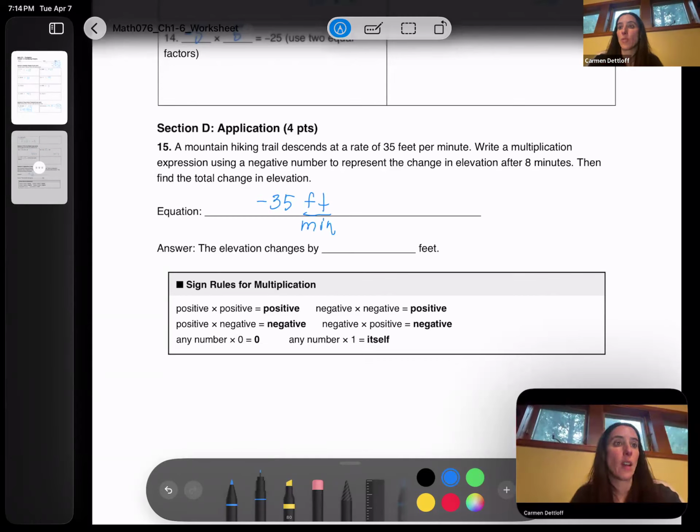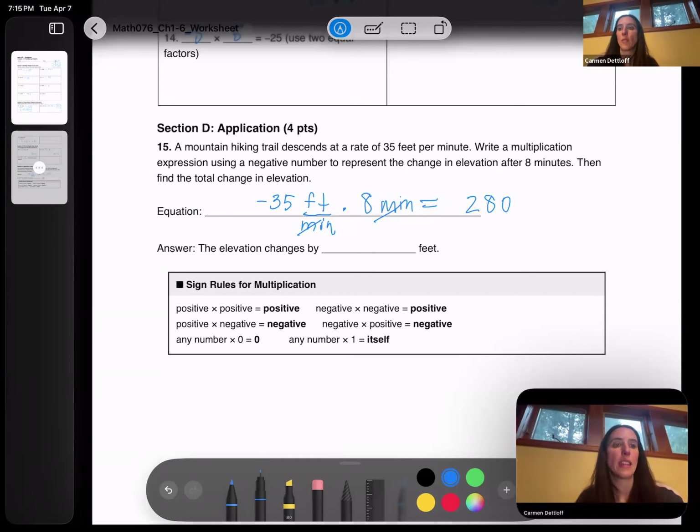And then it says, how much will I change after 8 minutes? So I'm going to multiply by 8 minutes. And my minutes cancel. You don't have to write out the units if you don't want to. We'll do unit stuff later this year. So then I ask myself, what is 35 times 8? You can use your calculator. If you're not sure, that's okay. And I get 280.